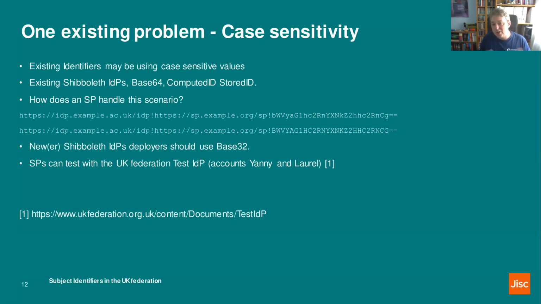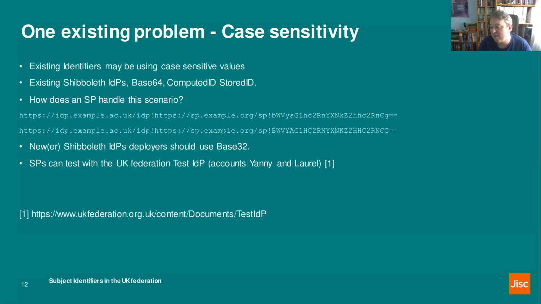And it's not just down to the service provider software, the SAML service provider software, it's also down to the end application, which is an even wider mix of things. So newer Shibboleth IDP deployers should be using base 32. That's our advice. If you're starting afresh, use base 32.